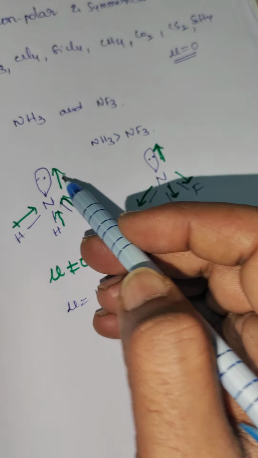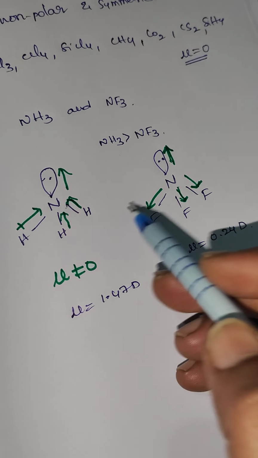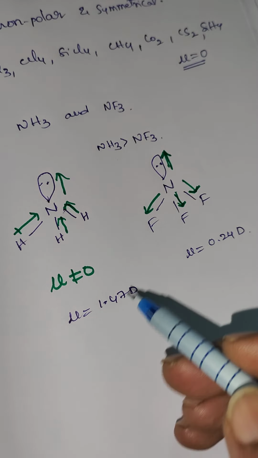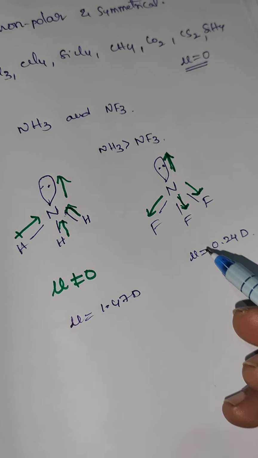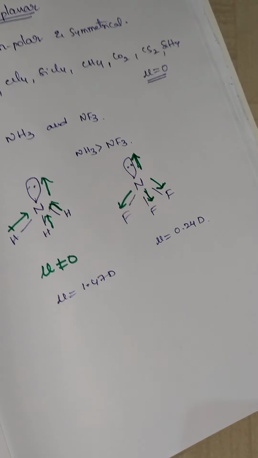What is the reason? In NH3 the directions are on the same side, whereas in NF3 the directions are opposite, so the polarity is more in NH3. So NH3 is more than NF3.